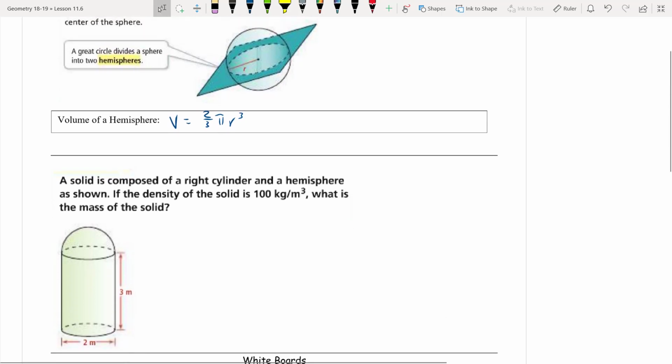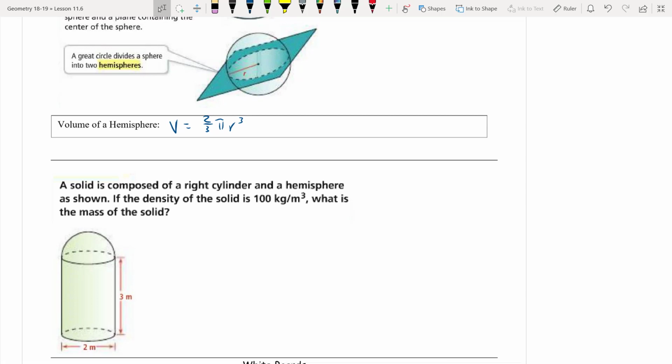So here they've given us this figure as our last example, and they said a solid is composed of a right cylinder and a hemisphere. So it's a regular cylinder and a hemisphere. And it says the density of the solid is 100 kilograms per meter cubed. What's the mass of the solid? So we're going to have to work our way through this here. Finding the volume of the cylinder is going to be pi times radius squared times the height. And the volume of the hemisphere is going to be 2/3 pi times radius cubed.